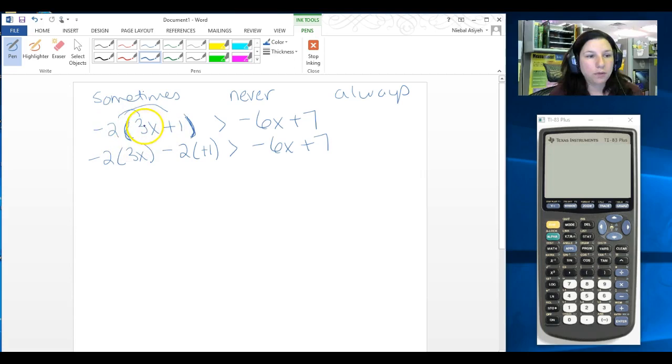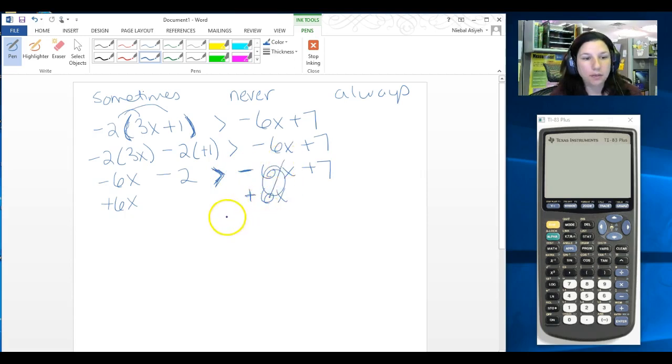So I'm doing negative 2 times 3x and negative 2 times 1. We'll go ahead and do that multiplication there. Okay, so now we've got our like terms, negative 6x and negative 6x. I want to combine those to simplify here, but they're on separate sides of the inequality symbol, so I'm going to move one to the other side. When we are moving a term from one side to another, we do the inverse operation. This is subtract, so I'm going to add, because that gives me a 0 here, and by coincidence, it also gives me a 0 here. So that leaves me with negative 2 is greater than 7.